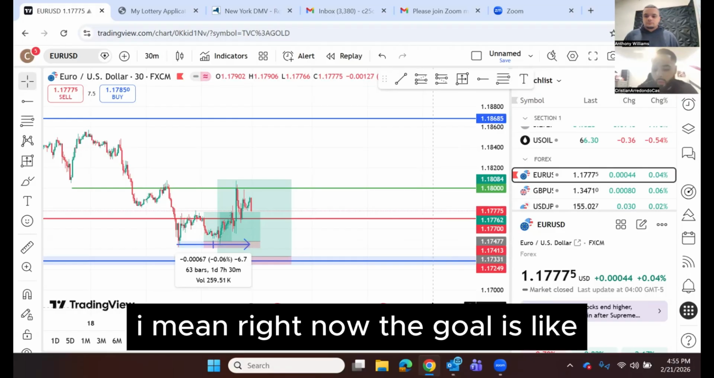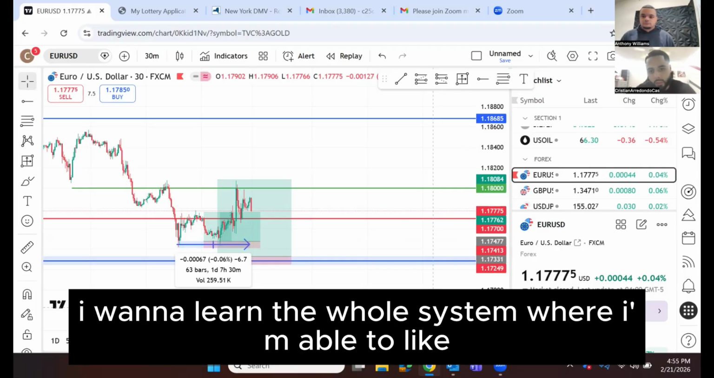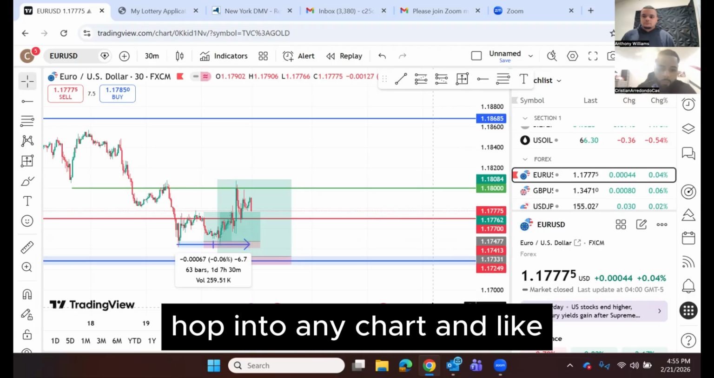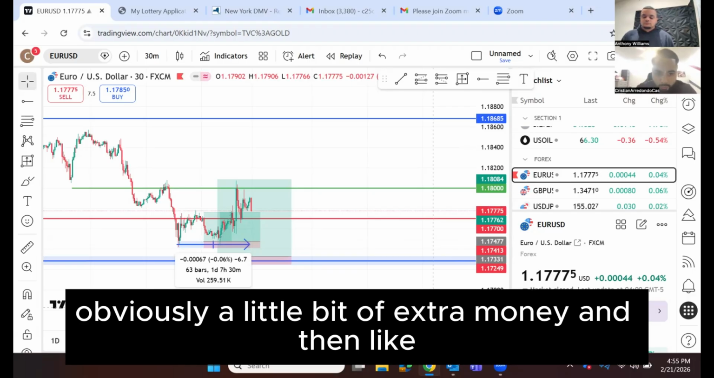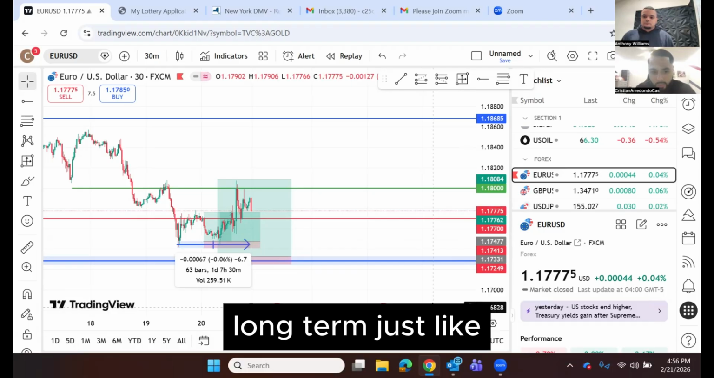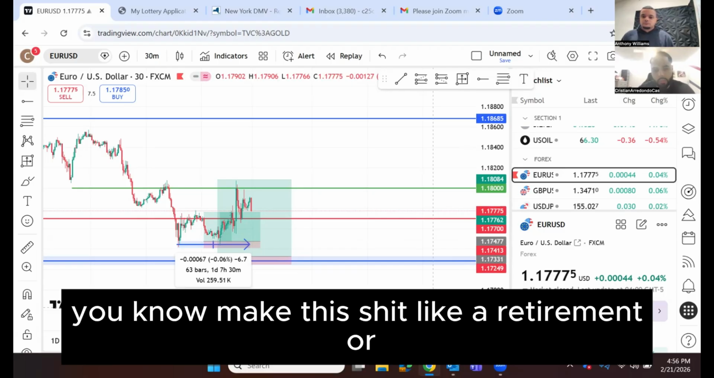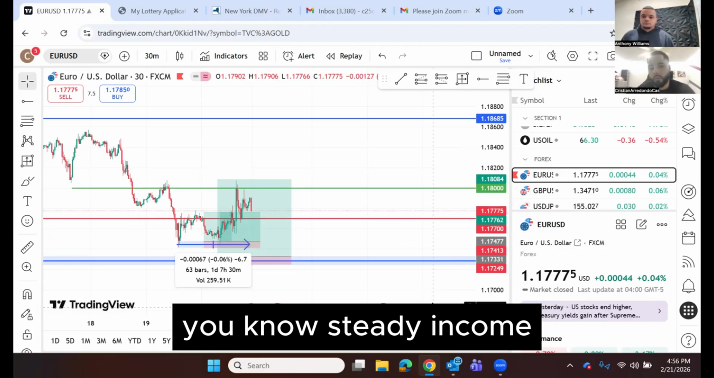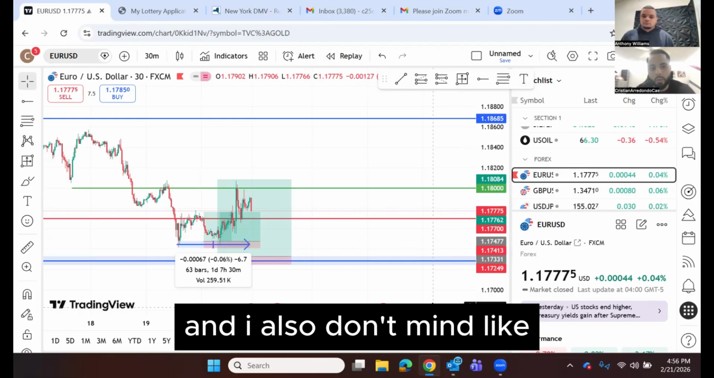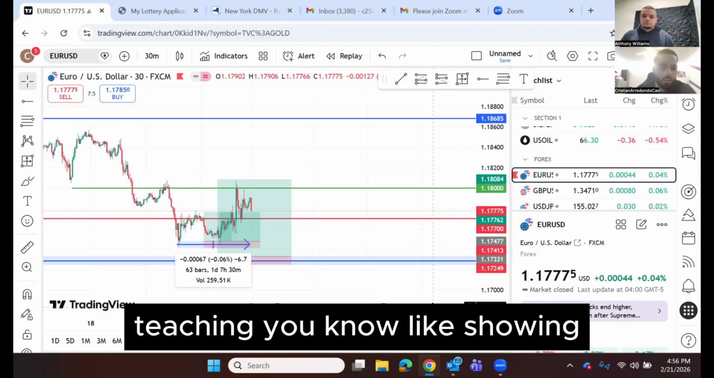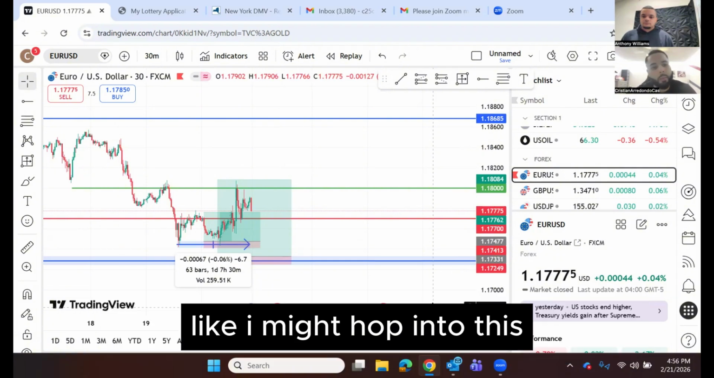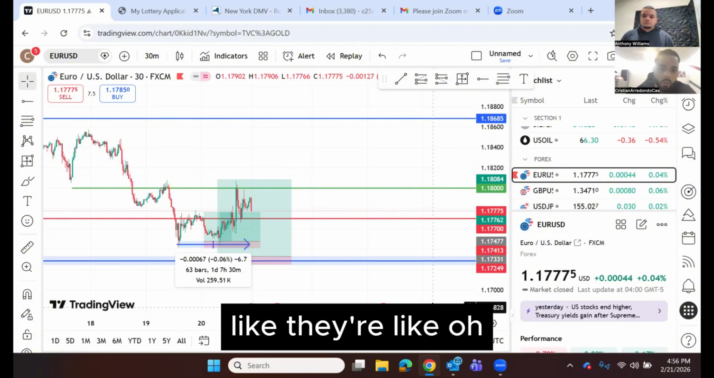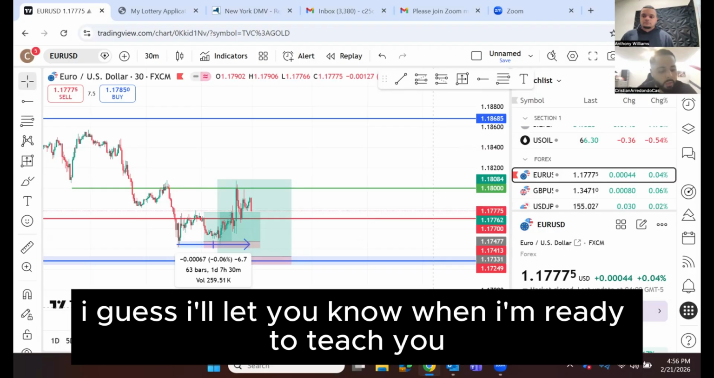Right now the goal is I want to learn the whole system where I'm able to hop into any chart and be able to read it and understand it. Obviously, a little bit of extra money, and then long term, make this a retirement or steady income. And I also don't mind teaching. I have a couple friends who are like, teach me, and I was like, I guess I'll let you know when I'm ready to teach you.